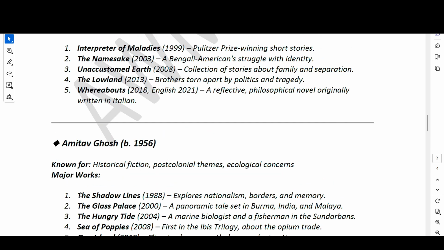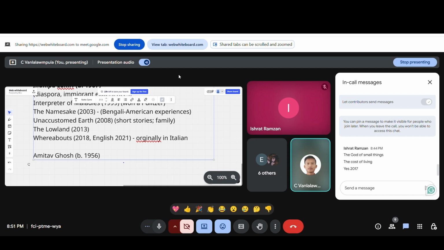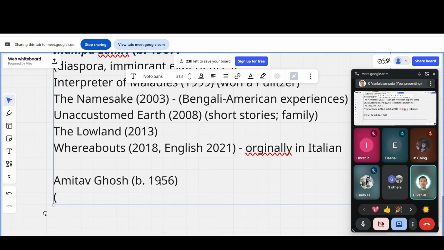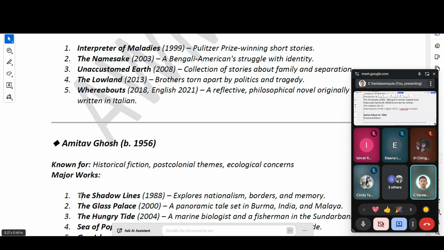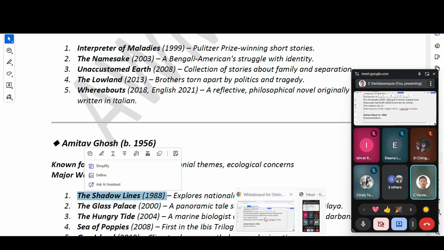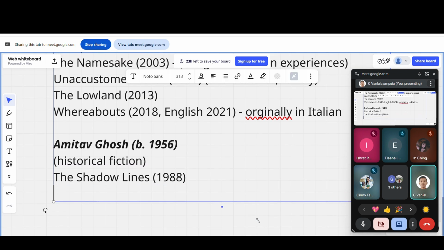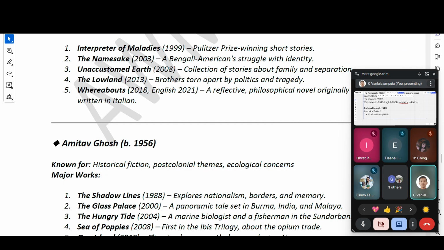His genre, I'll write about his genre. Genre is historical fiction, okay? Like I said, he's a sociologist, he's an Egyptologist, so he knows a lot about history and all. Historical fiction, okay? So first is The Shadow Lines. The Shadow Lines was published in 1988. And what else? The Glass Palace, okay? The Glass Palace.